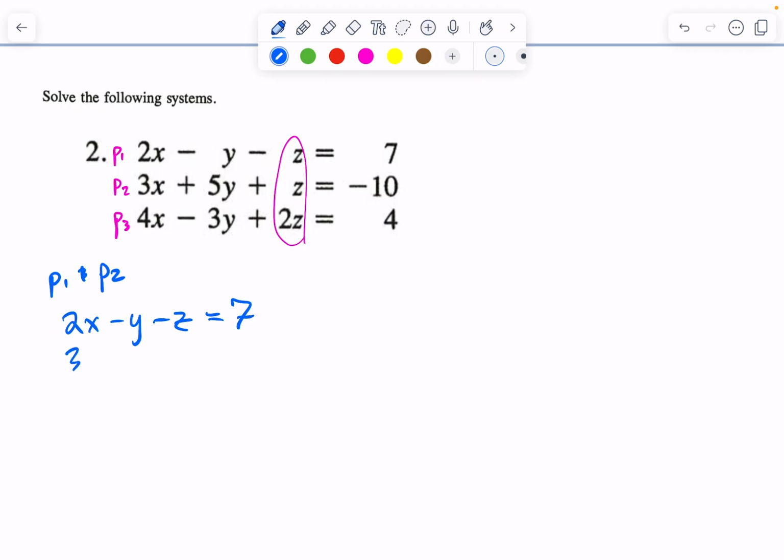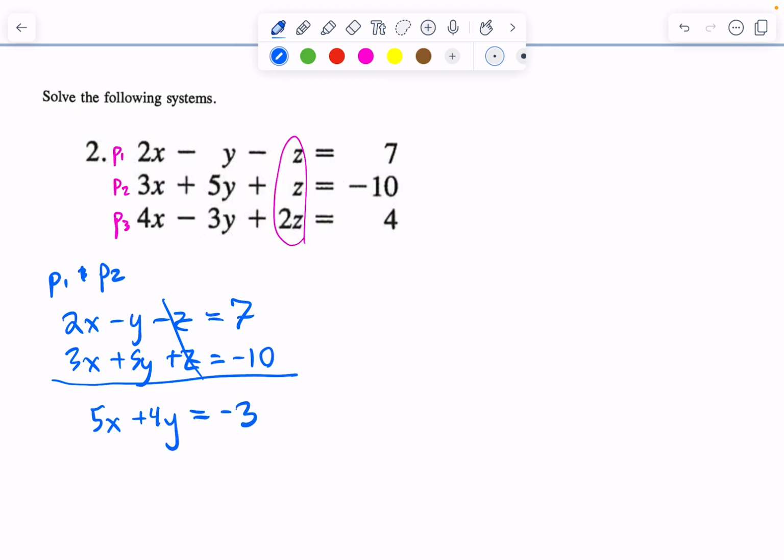I've got 3x plus 5y plus z equals negative 10. Add those together, z's cancel, and I've got 5x plus 4y equals negative 3. All right, so now on the other side, it doesn't matter which one. Let's do P1 and P3 this time, just to be different.